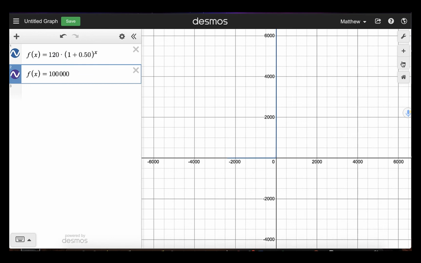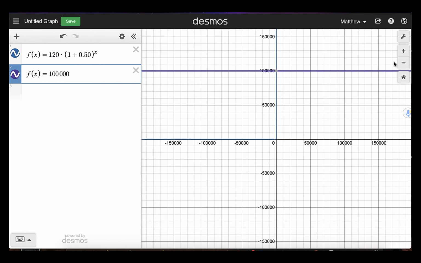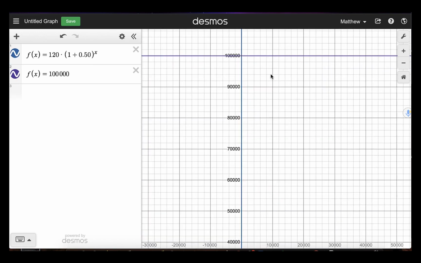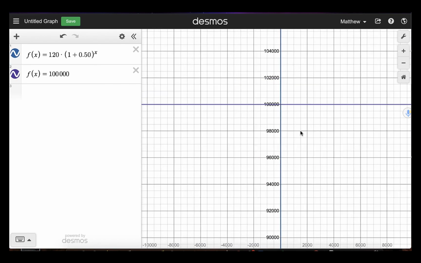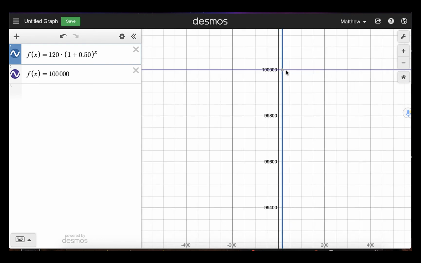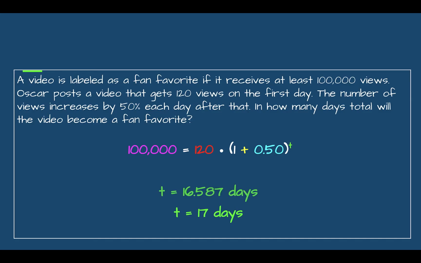At 100,000, got to zoom way out. There's my 10,000s. All right, there's my line for 100,000. Now that I found it, I am going to zoom back in to make sure I click on the correct point because the y-intercept is also right there. Zoom in until I find it, 16.587. So 16.587 would round up to 17 days. 16 days, he wouldn't have quite enough views. He'd be close. 17 days would be the first time he is over that total.